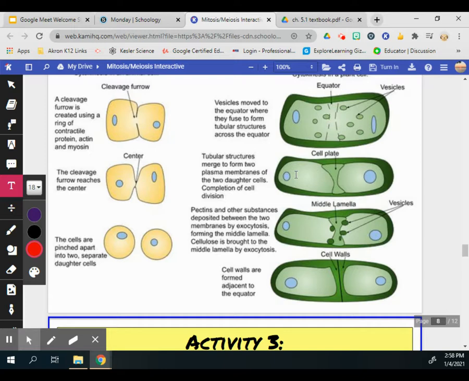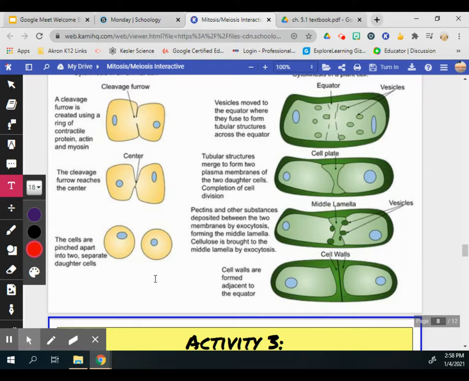So you have a daughter cell on the left and a daughter cell on the right. You can see where their nuclei are. And then you have pectins and other substances deposited between the 2 membranes, in this area. And this area here is called the cell plate right now. And eventually all these things that are being deposited actually form 2 separate cell walls. And that's how you end up with 2 separate plant cells.